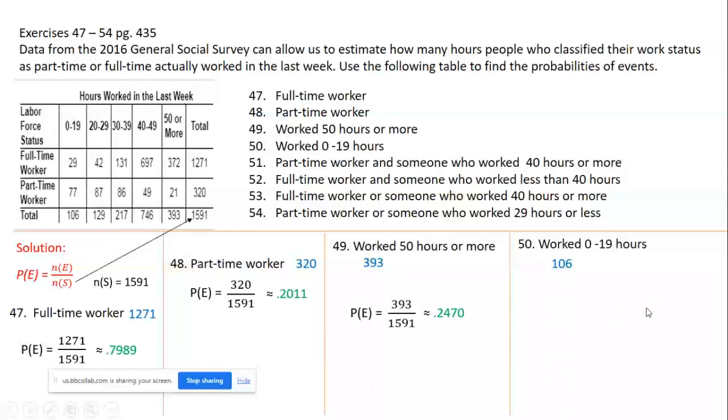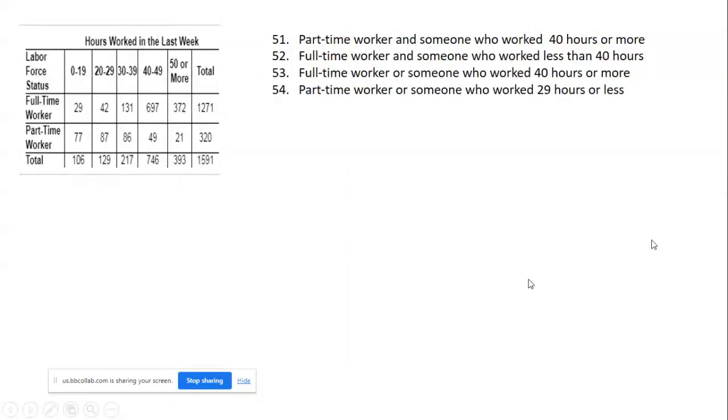So that is my event, 106 divided by my sample space, which is going to give me 0.0666. And I believe that should have been a 0.0667 if we were rounding to 4 decimal places, but I may be wrong. Let's look at where we are at. Oh, so let's look at this one now.